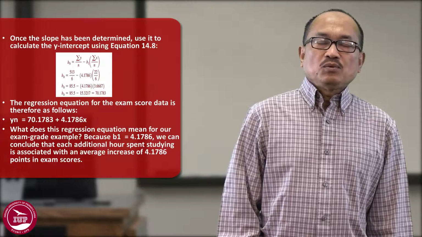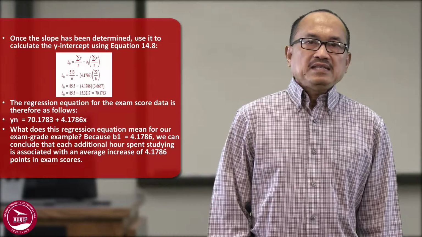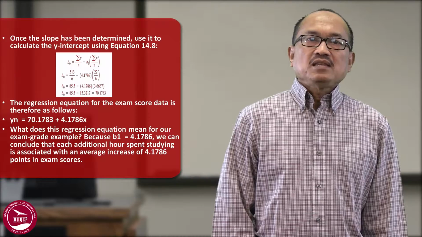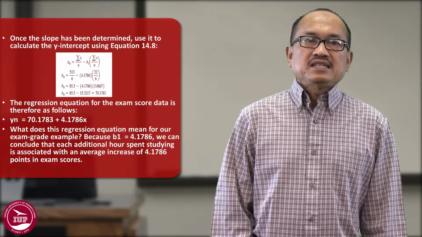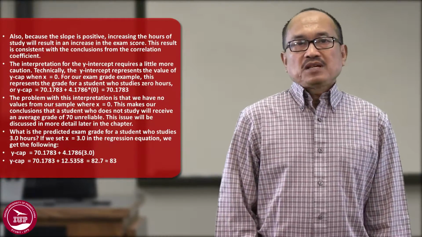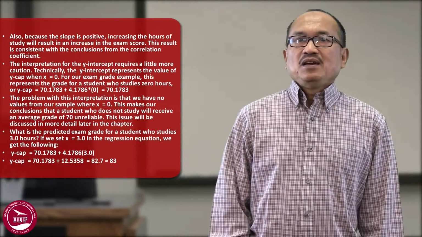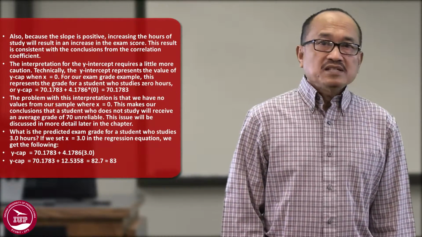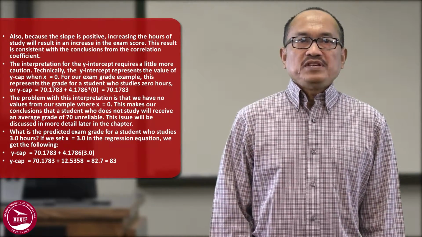Because b1 is equal to 4.1786, we can conclude that each additional hour spent studying is associated with an average increase of 4.1786 points in exam score. Also, because the slope is positive, increasing the hours of study will result in an increase in the exam score. This result is consistent with the conclusion from the correlation coefficient.